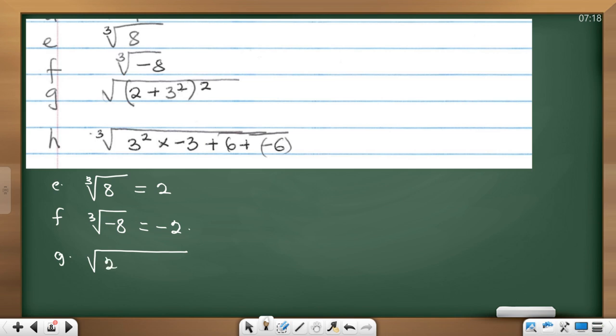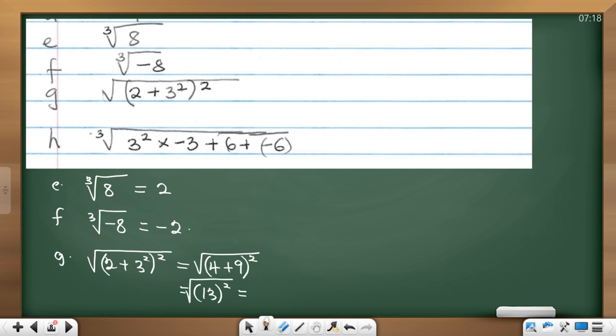G, what do we have? The square root of 2 plus 3 squared. Everything squared. Interesting question here. Let's walk through this together. Square root of 4 plus, what is 3 squared? 9. But don't forget, there is a square there. What is 4 plus 9? That is actually 13 squared. And we have a square root.